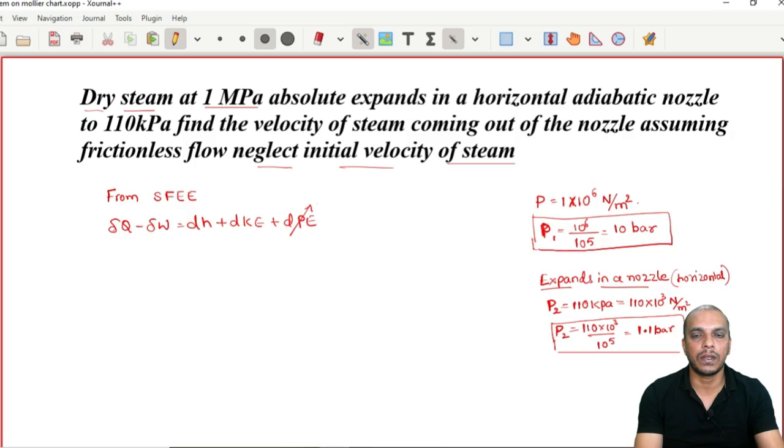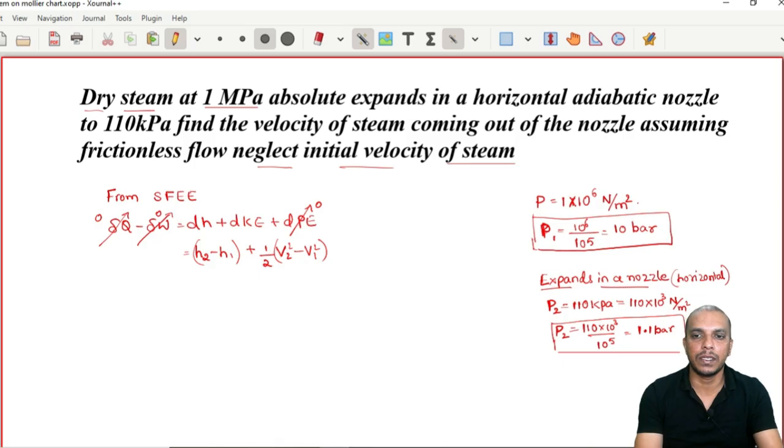Horizontal nozzle means there is no change in potential energy. And in a nozzle, there is negligible heat transfer and negligible work transfer. A nozzle is a device which is used to increase the velocity of the steam. So, obviously, there is no heat transfer, no work transfer, and since the nozzle is kept horizontal, there is no change in potential energy also. So, all we have is the change in enthalpy, that is H2 minus H1, and the kinetic energy change can be rewritten as half into V2 square minus V1 square.